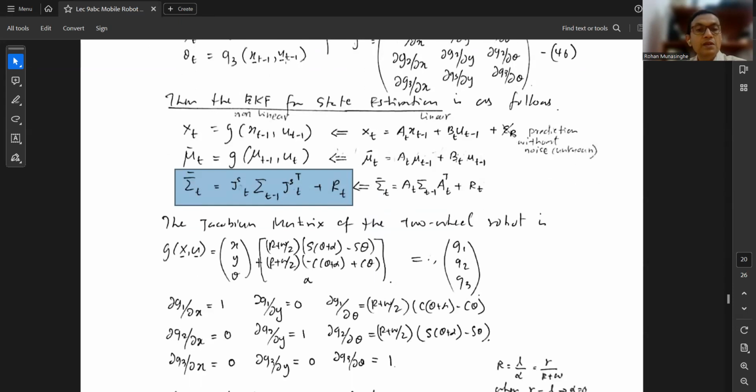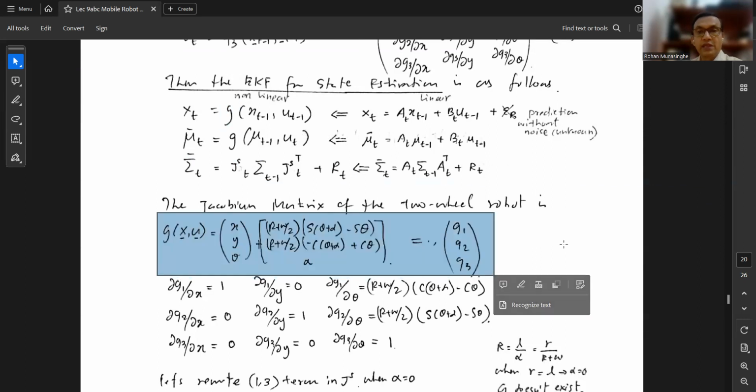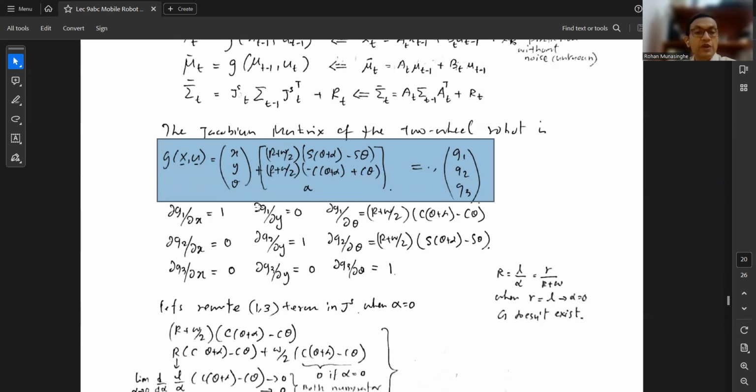Now, so much of this depends on this nonlinear function G, right? So therefore, we better write it down again here. This is the vehicle dynamics, nonlinear dynamics, let's call it G. It has x, y, theta on the left-hand side, and the right-hand side is actually the increment from x, y, theta, the present value, to get to the next value. Now we differentiate it with respect to x, y, and theta. These three equations.